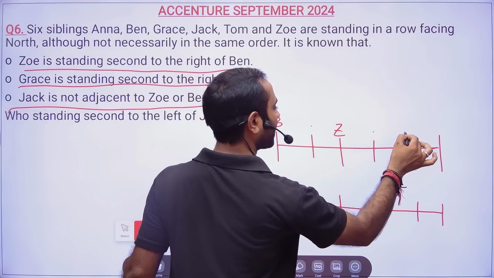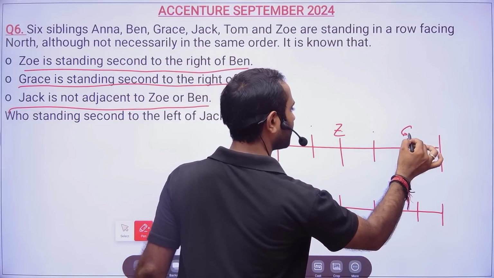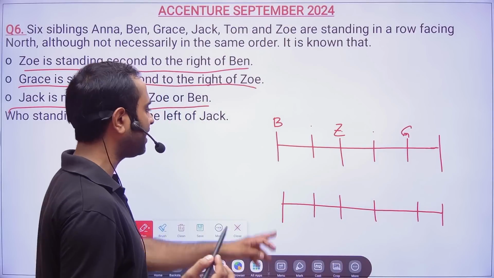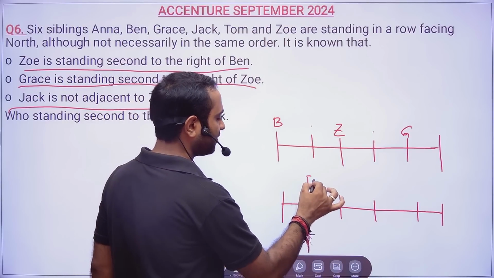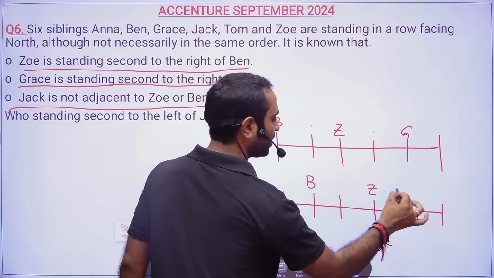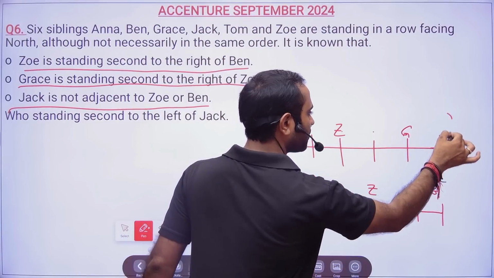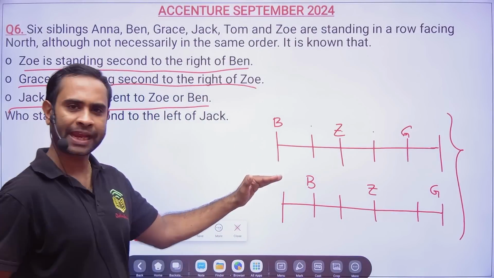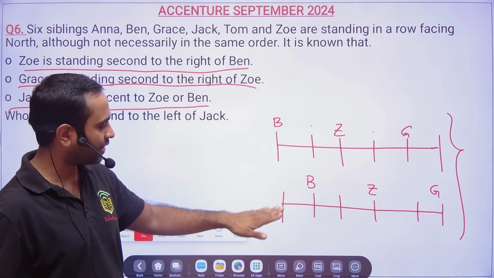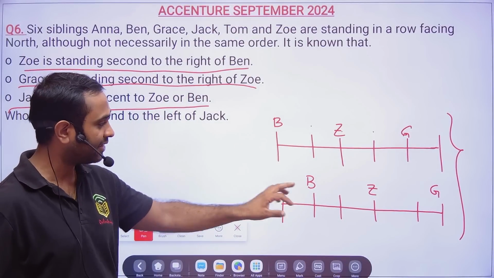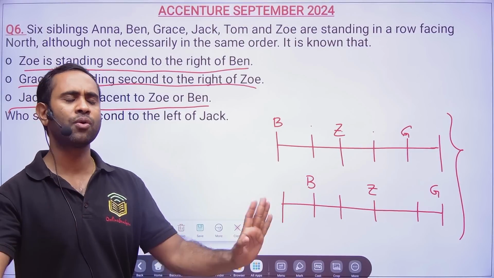So first right, second right. Who is standing? Grace. Now, what is the other possibility? Sir, other possibility, Ben will be sitting here, and then Joy here, and then Grace here. So friends, see, why have I taken two diagrams here? So that when you have the possibilities, you are easily able to place them. Okay? No confusion at all.